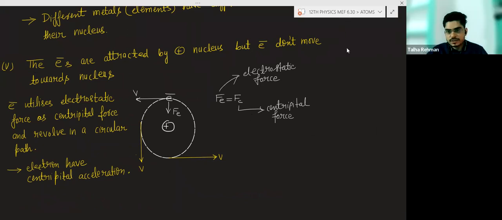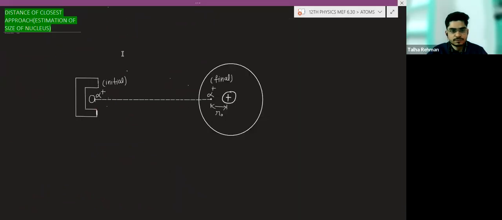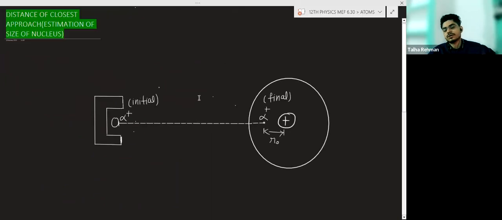After this, we will discuss the distance of closest approach. So what does distance of closest approach mean? This is the source of the alpha particle, and the alpha particle is emitted by this source. So the alpha particle is moving. It has some kinetic energy initially. It is moving, and the alpha particle has a positive charge and this nucleus also has a positive charge, so both will repel.